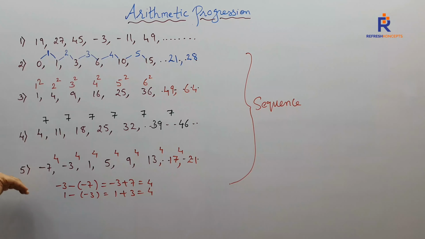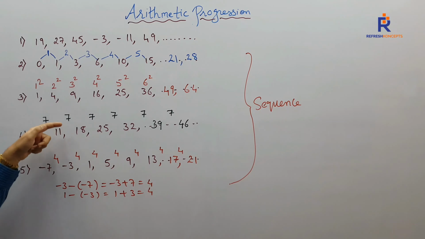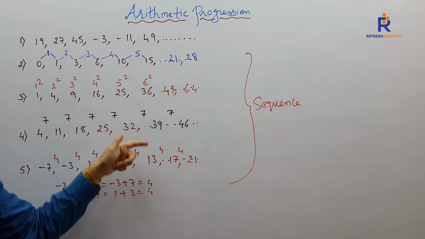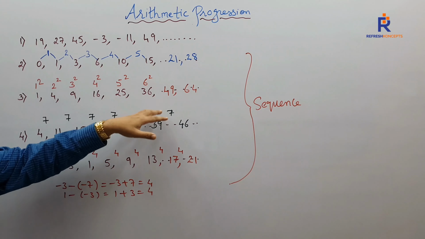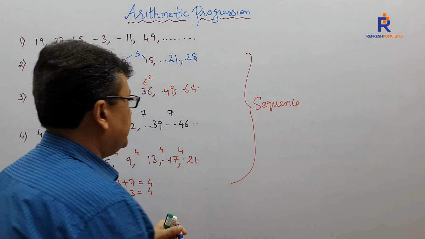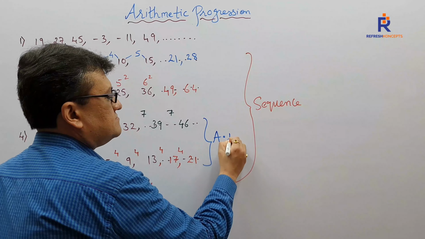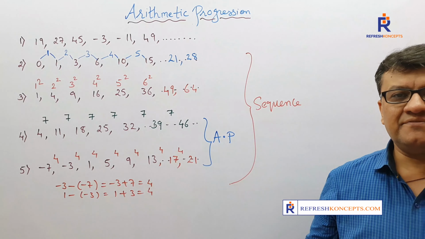But within 2 to 5, if you look at 4 and 5 to be very specific, the difference between the consecutive terms, that is second minus first, third minus second, fourth minus third, turns out to be equal, or in our language, constant. Here the difference was 7 throughout, here the difference is 4 throughout. Mind you, fourth and fifth are also sequences, but they are termed as AP.